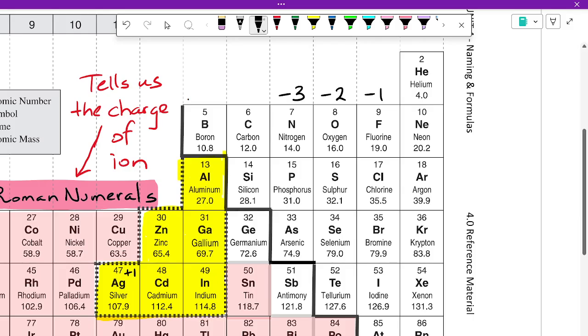What about zinc and cadmium? How many are there here? 2 of them. What do you think the charge is? +2. Cadmium is +2. Anyone want to guess what aluminum, gallium, and indium are? There's 3 of them. +3.